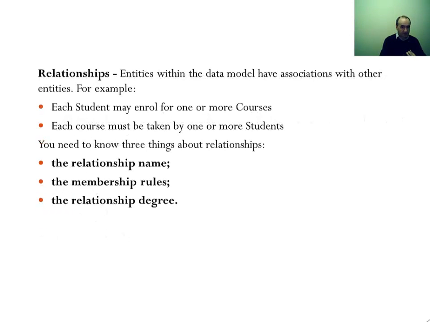Now, the relationships between entities are all important when designing an ERD, and they represent the associations between each entity. For example, each student may enroll for one or more courses. Each course must be taken by one or more students. These sentences define what the relationships are between courses and students. And there are three things that we need to know about relationships. They are the relationship name, the membership rules, and the relationship degree. And we're going to look at each of those in turn now.